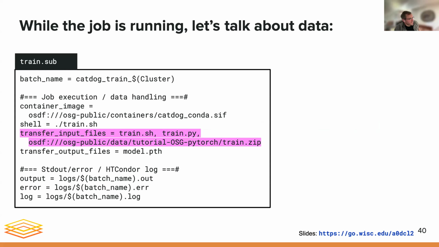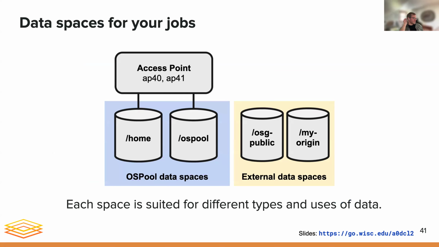Now we can do our data talk. We saw that in this transfer input files line, we had two different signatures for the files we're moving. We have the train.sh and the train.py, which are files living alongside that submit file on the AP. And then we have this third one, OSDF:///osg-public/data/tutorial, and so on. So what do these things actually mean?